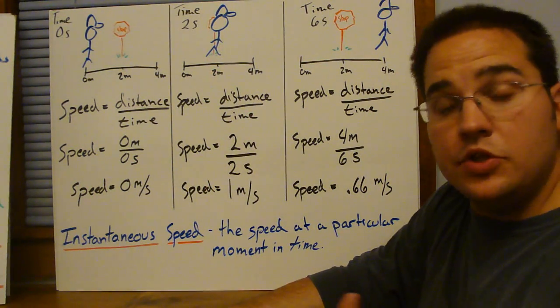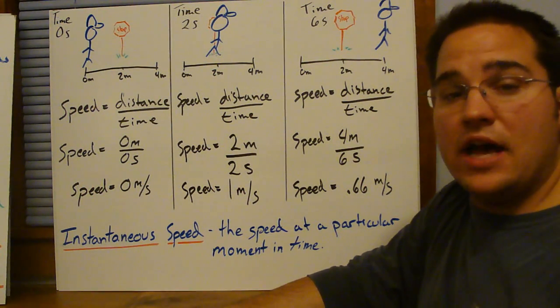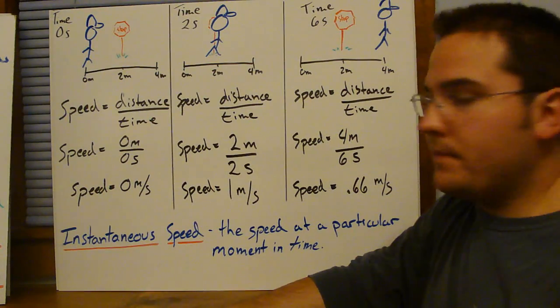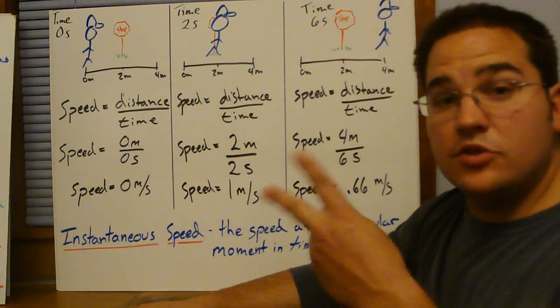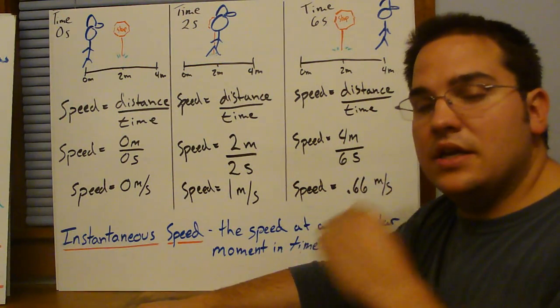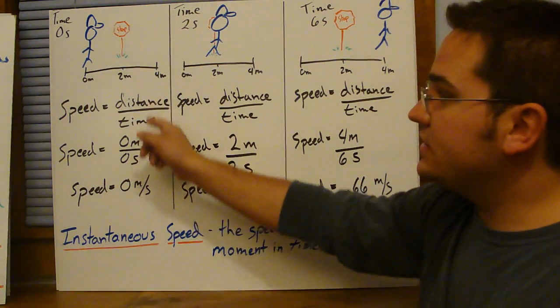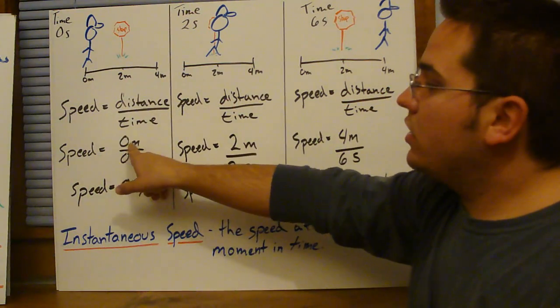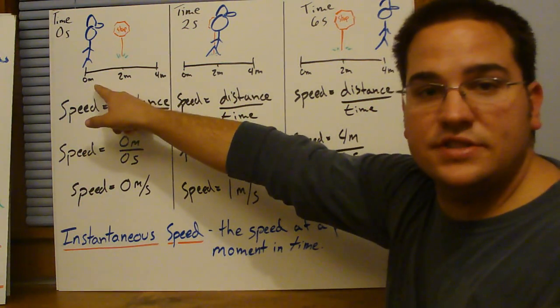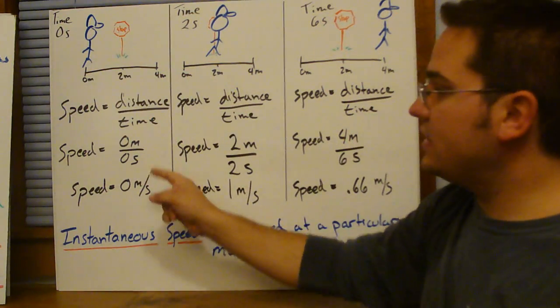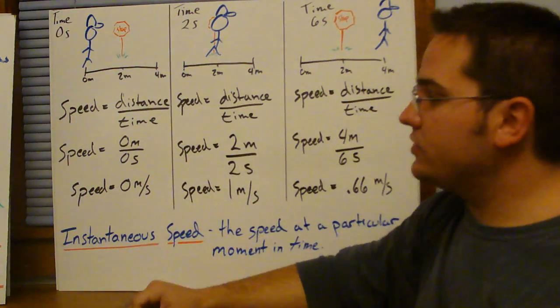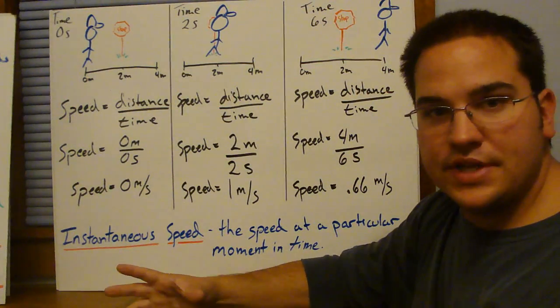Now, it's time to use the formula to calculate the speed of this student. Again, speed equals distance over time. These are the two factors we need to calculate speed, distance and time. Our distance, we see the student starts at 0 meters. Our time, 0 seconds. 0 meters divided by 0 seconds, 0 meters per second.